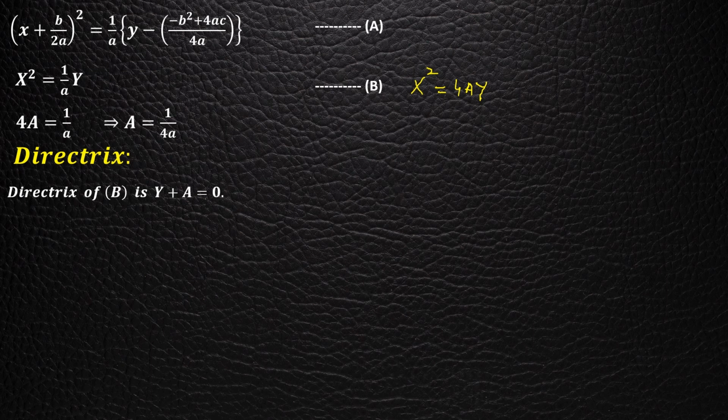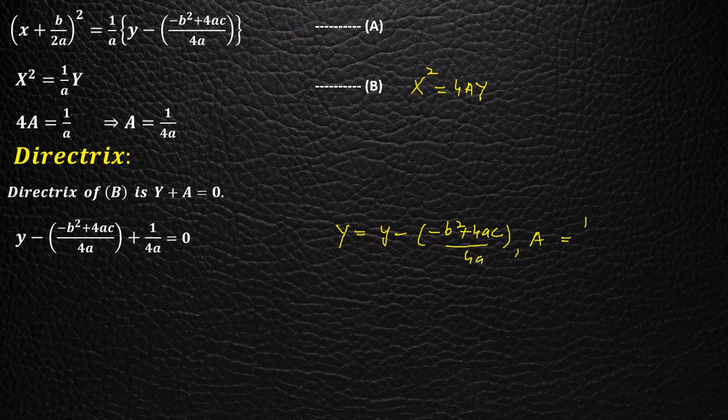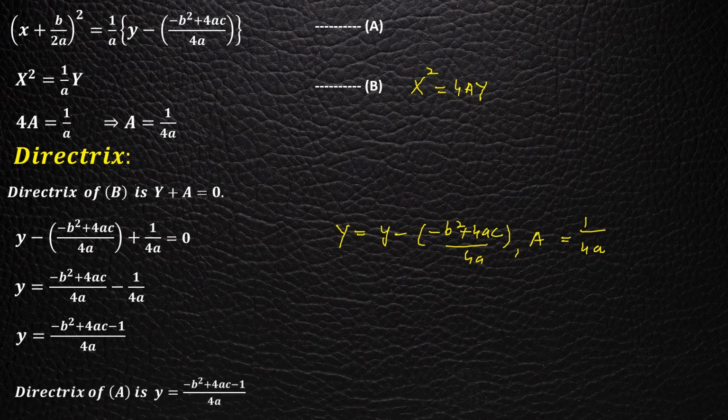Now we replace the values of capital Y and capital A as the value of capital Y is equal to small y minus b square plus 4ac over 4a, and value of capital A is equal to 1 over 4 into small a. After replacing these values and transposing these values towards right, we get small y is equal to minus b square plus 4ac over 4a minus 1 over 4a. Taking LCM, we get this expression, and this expression is the directrix of parabola A.